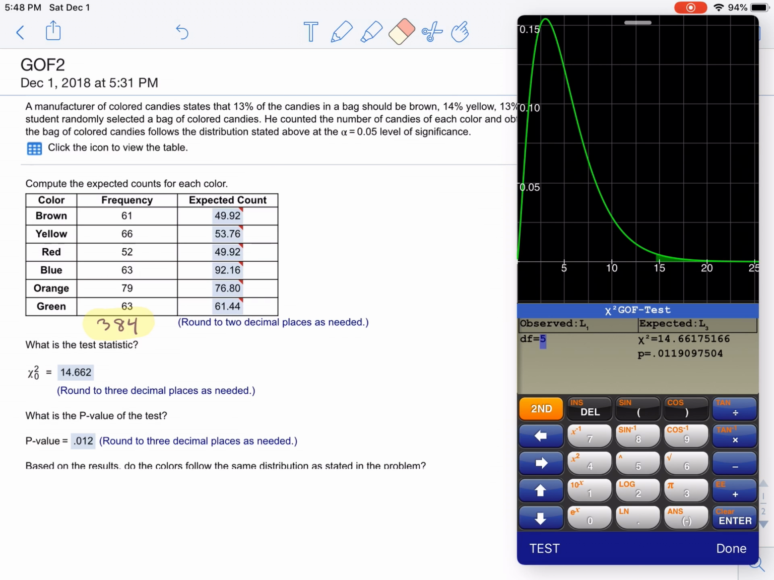And notice that we get our chi-squared value and our p-value. And they match those answers. So that's how you get all that stuff. And that's it.